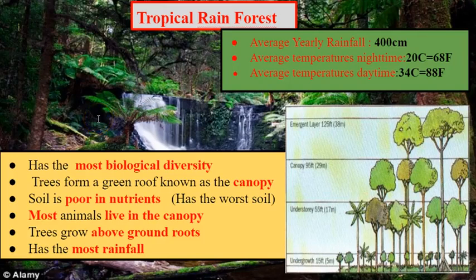So our next biome that we are going to be discussing is our tropical rainforest biome. So this biome has the most biological diversity. Our biological diversity can also be called our biodiversity.